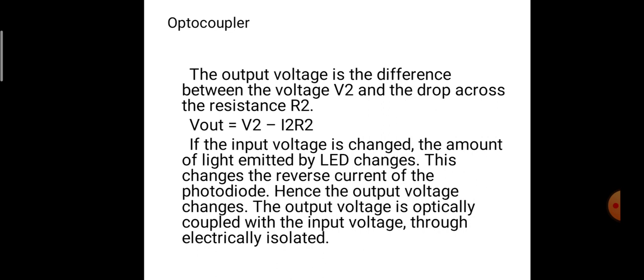If the input voltage is changed, the amount of light emitted by the LED changes. This changes the reverse current of the photodiode. Hence, the output voltage changes. The output voltage is optically coupled with the input voltage though electrically isolated.